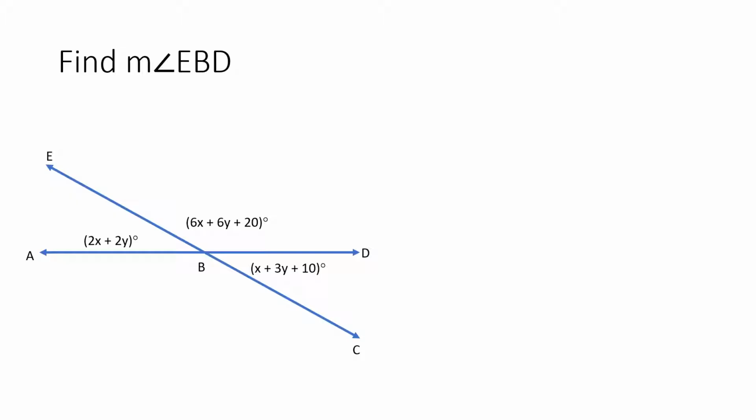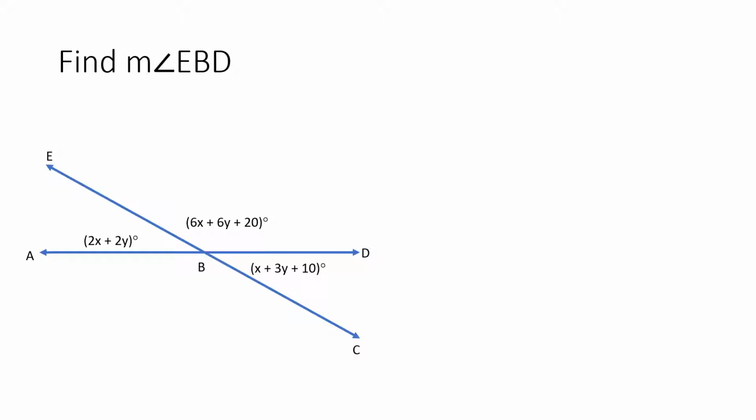Let's look at a new problem. So here, this one's actually kind of difficult. We have two lines that intersect each other. Now, what we're trying to do is find the measure of angle EBD. So how many degrees is that angle?